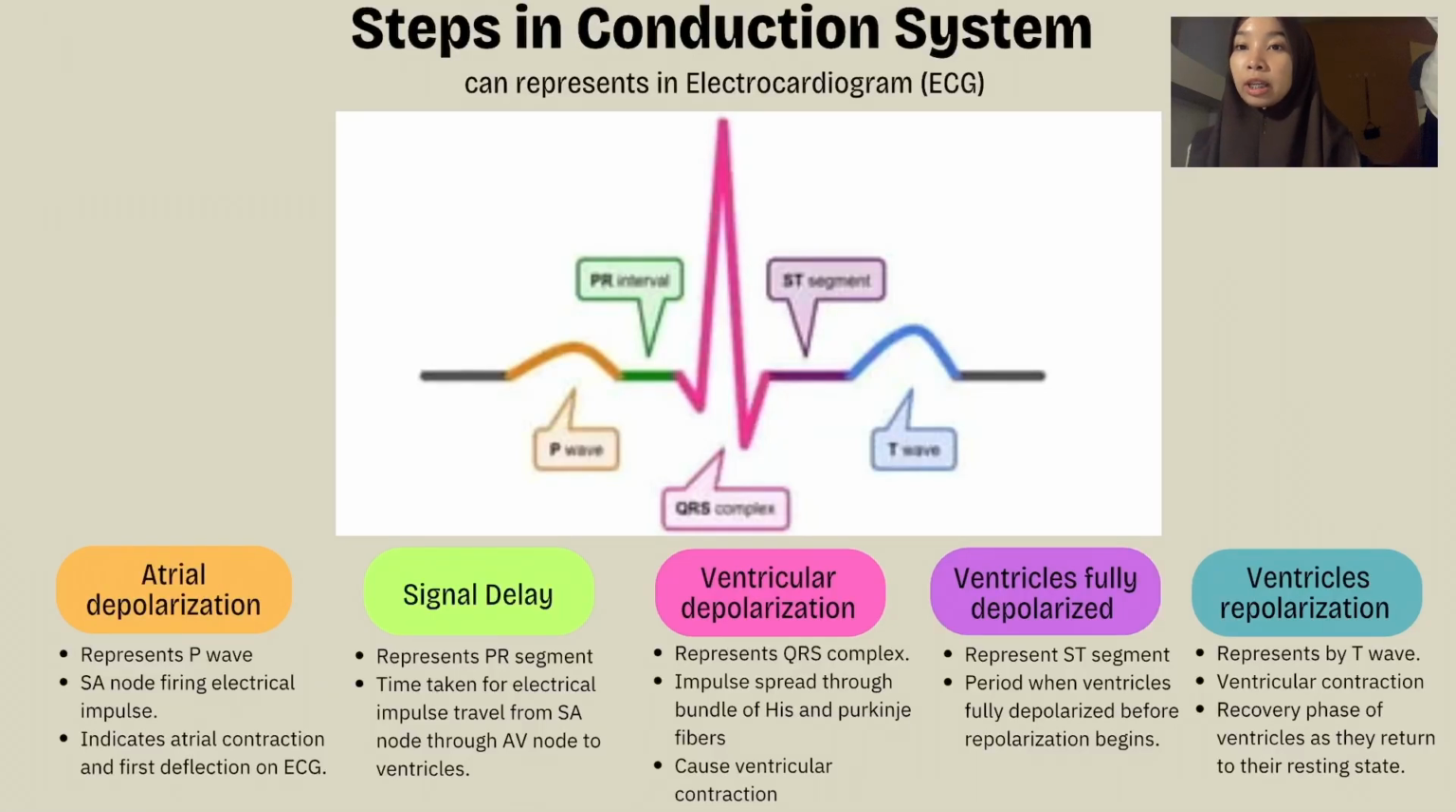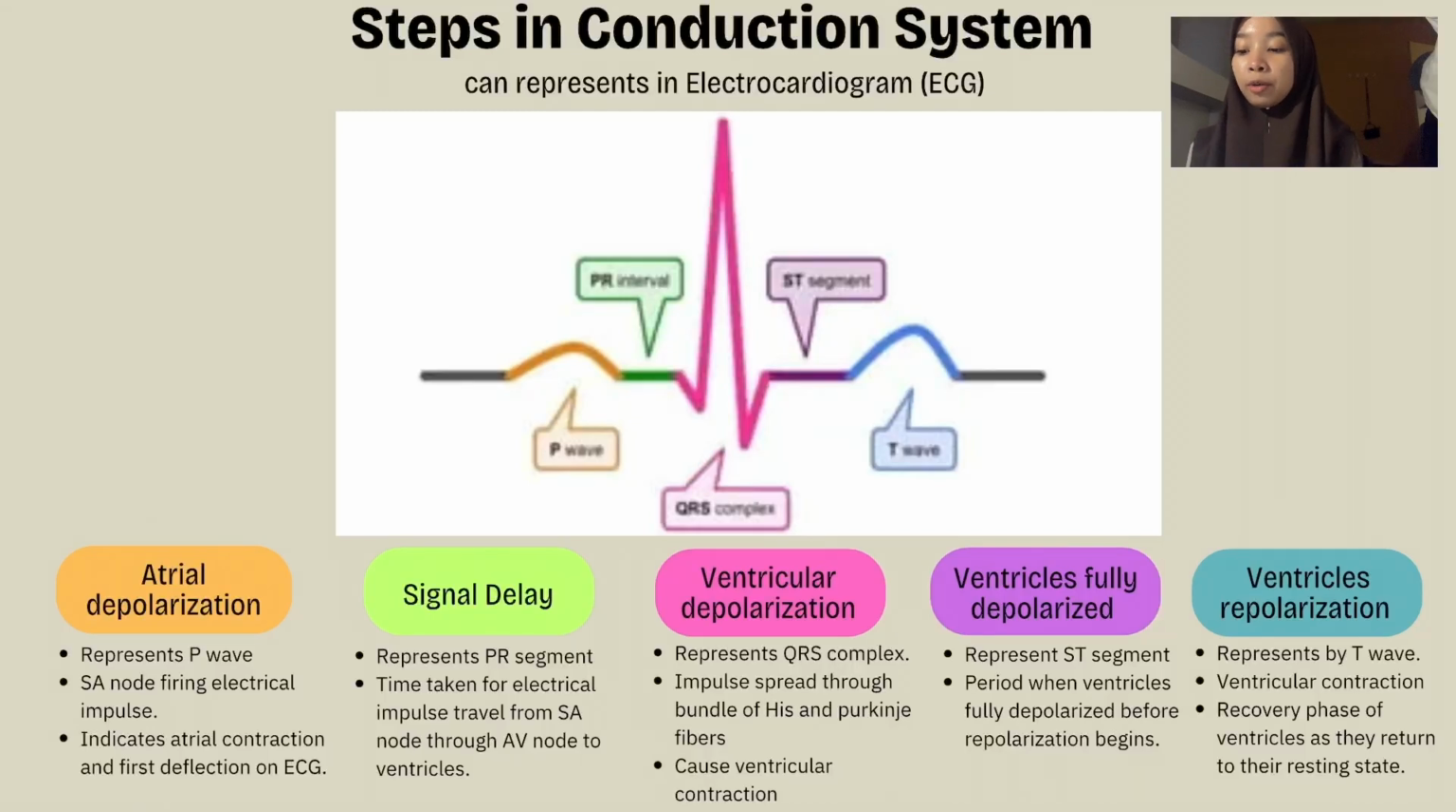So here are the steps in the conduction system, which can also be represented in an electrocardiogram. This diagram is a normal ECG. Firstly we have the P wave. P wave represents atrial depolarization, where the SA node fires electrical impulses. This indicates atrial contraction and is the first deflection on ECG. Then we have the PR interval, also known as PR segment. This PR interval represents signal delay, the time taken for electrical impulses to travel from the SA node through the AV node to the ventricles.